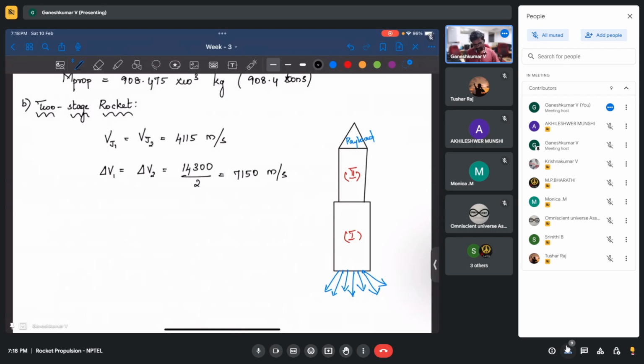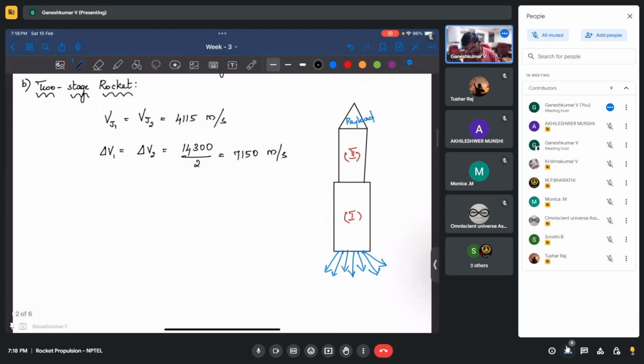Also it's given that beta 1 and beta 2, which means the structural mass ratio, is going to be the same, 0.03. If this is the case, we are going to find out the total mass of the rocket and also the propellant, and we'll see which way of launching this payload is better. That is what we are evaluating.